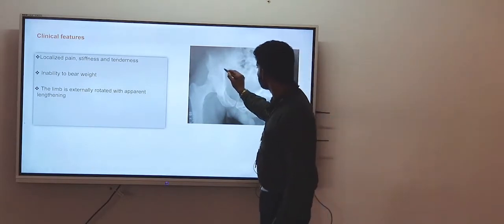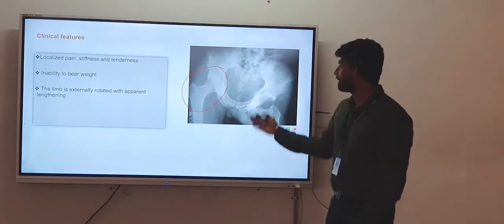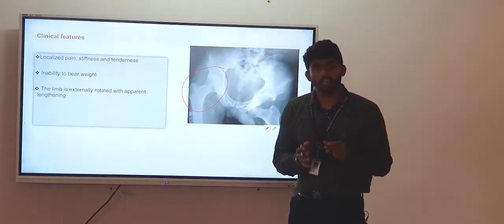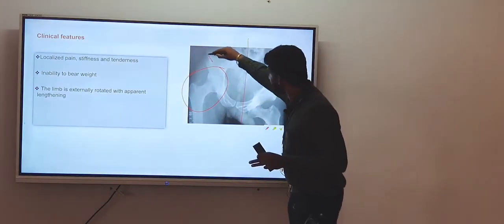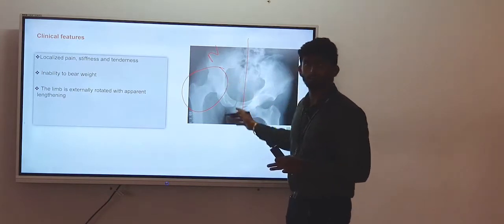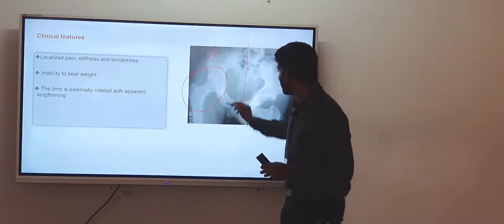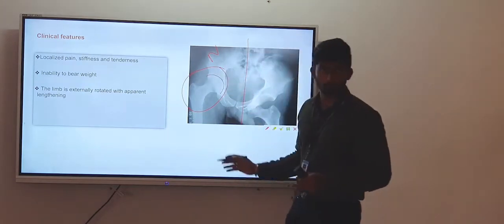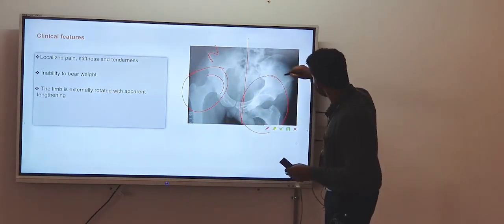Just listen here, this is a normal X-ray of the hip. I told you in the last class, if you are comparing X-rays, you have to consider the normal side first of all. You will be able to see the hip is placed properly inside the acetabulum. But just see here, this is the affected area.